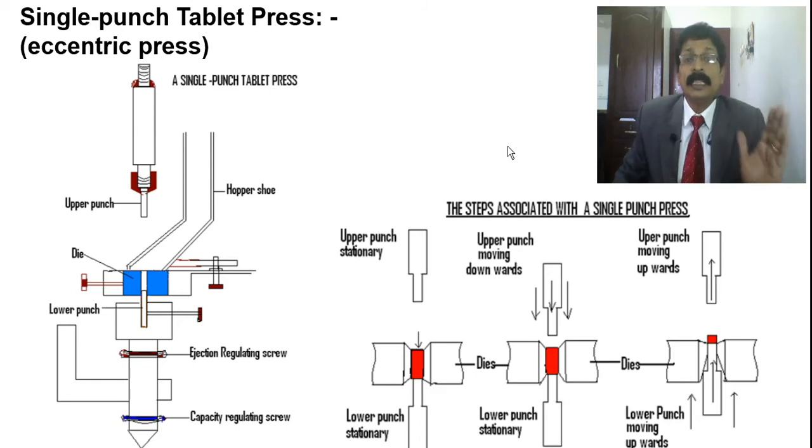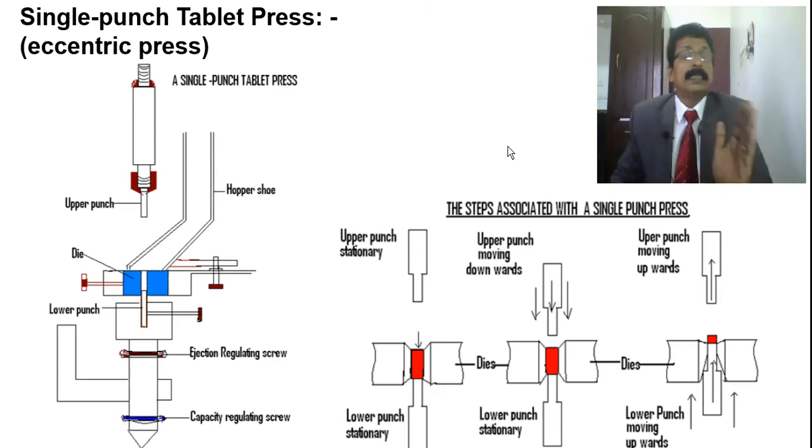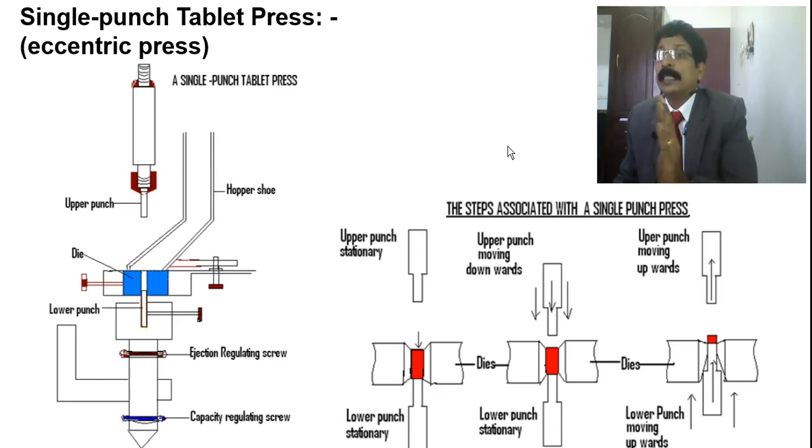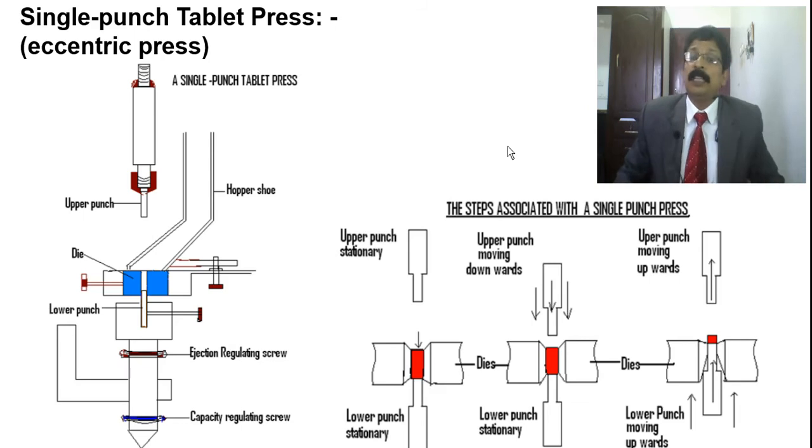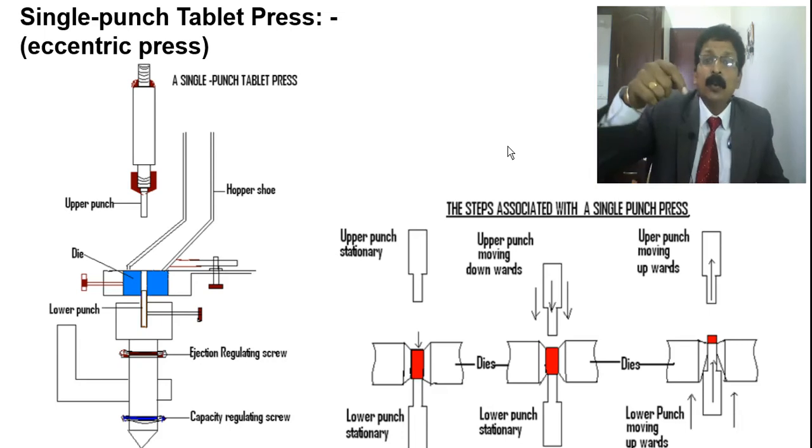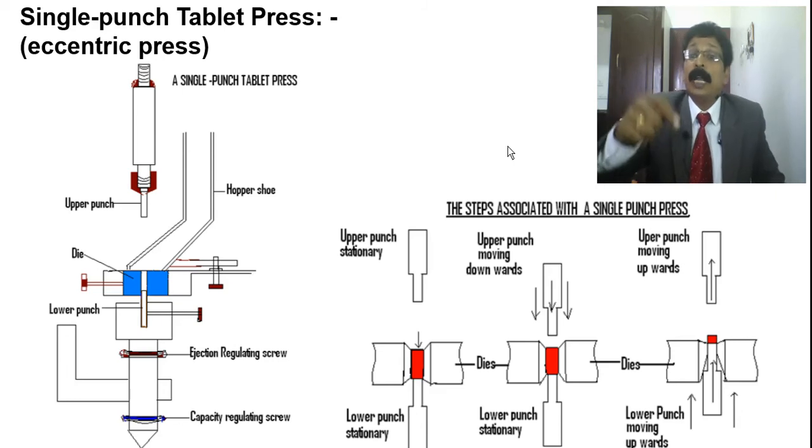So you see the next one, the compression steps. Before reading the slide, if you have a discussion about the picture, then it will be interesting to read and understand, and we can go fast also. The steps associated with a single punch press are 3 steps. In the first step, can you see there is a red color with an arrow? That red color is the powder or the granules.